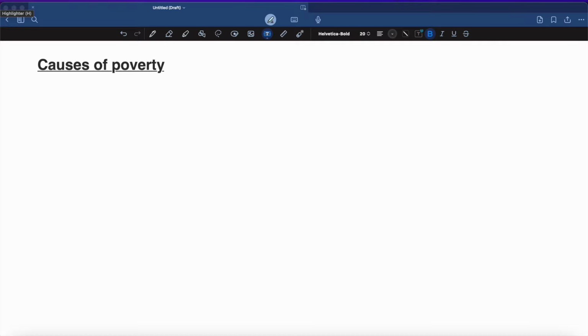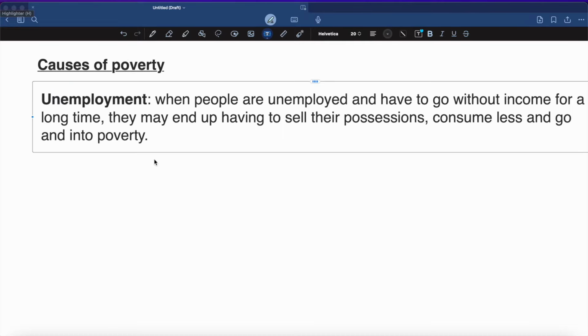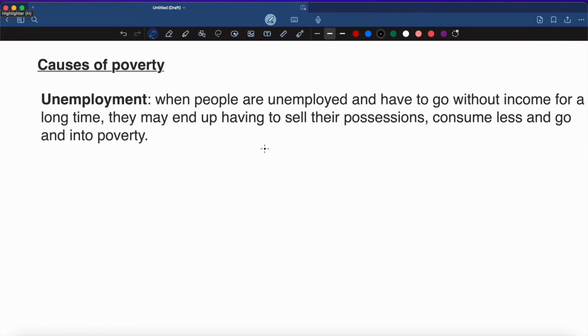The most basic one is unemployment. When I have unemployment, I have no income. When I have no income, poverty, because I cannot afford basic necessities and so on and so forth. I'm just going to tick that off. Unemployment equals poverty.